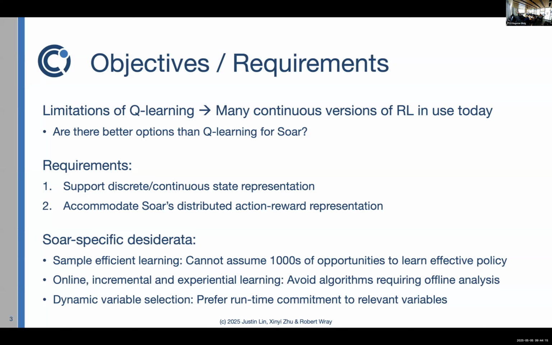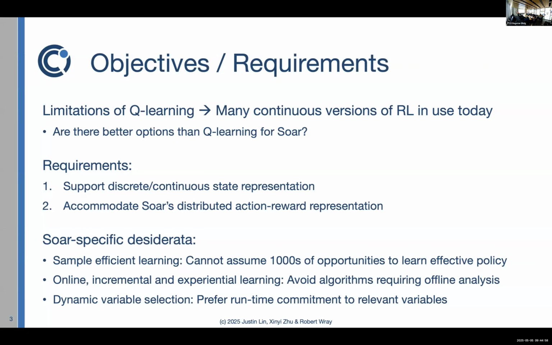Then there are also some specific criteria that we'd really like to have for SOAR. Sample efficiency is really important. That's important for everybody, but it's especially important for us because you can't assume that we can see thousands of examples before we can learn anything useful. We really want online incremental learning. That's the way SOAR works: you experience the world, you get feedback, and you learn from that. As we'll see, there's lots of reinforcement learning innovation that breaks that assumption. And then we'd like to also have dynamic variable selection. Again, this is the notion of the agent making the decision, not a developer or a modeler deciding what's important. So we'd really like runtime decisions about which variables are important, as opposed to design time decisions.